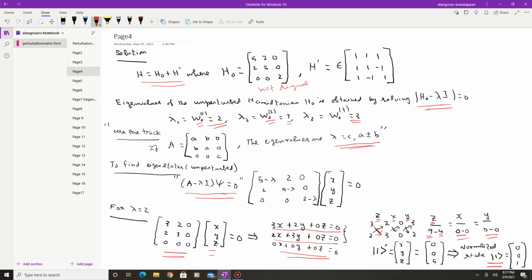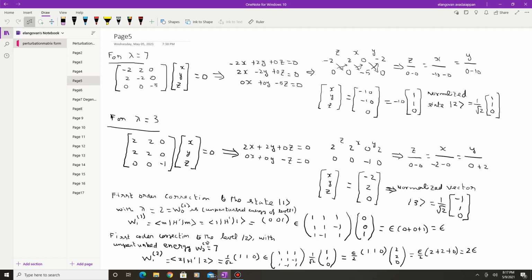Now for another eigenvalue, lambda 2 is equal to 7. Again you have to find. So lambda is equal to 7. Again you have to use h naught minus lambda I into x. The vector psi, which is x, y, z column vector, is equal to 0. So you have to solve this expression, and you can write down the 3 equations: minus 3x plus 2y plus 0z is equal to 0, 3x minus 2y plus 0z is 0, 0x plus 0y minus 5z is 0.